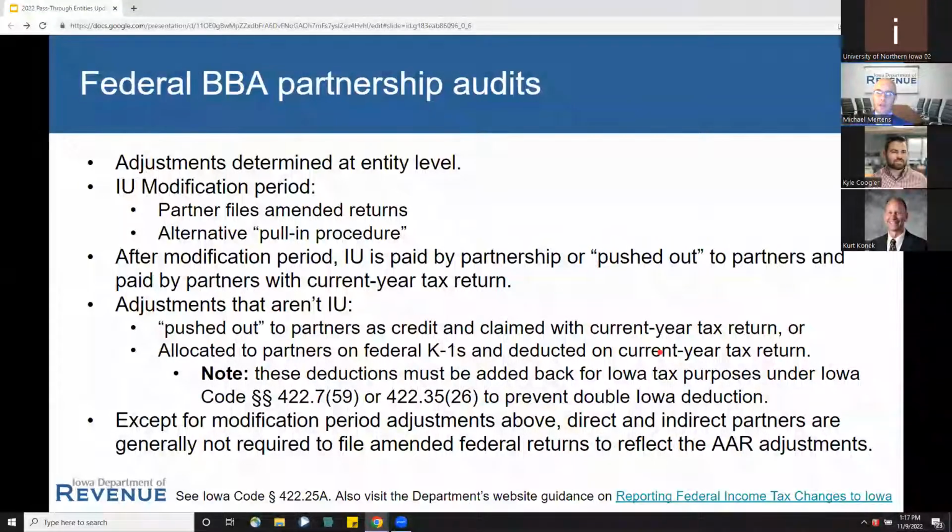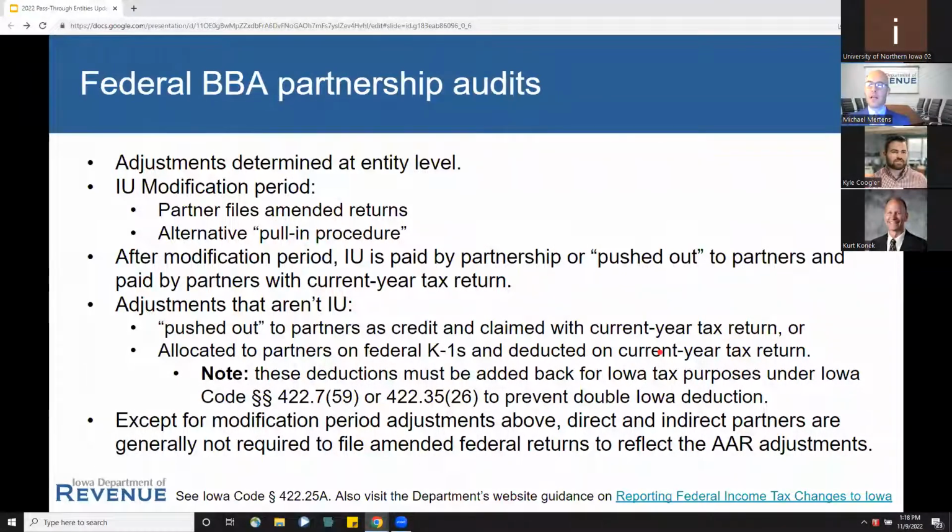So under Iowa law, if there is this allocation of adjustments that are not imputed underpayments, those amounts must be added back on the current year returns to prevent a double Iowa deduction. That is because the way the reporting works for Iowa is those partners are required to amend their prior year returns affected by the audit, and they could claim that tax benefit, those additional deductions, on their amended return. So we can't have the partnership taking the same deduction in two different tax years, so those must be added back.